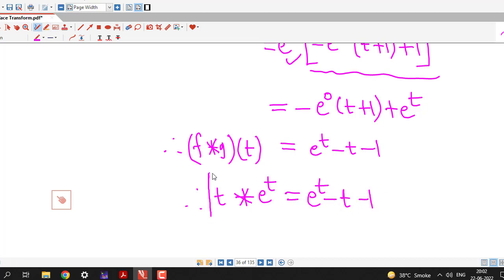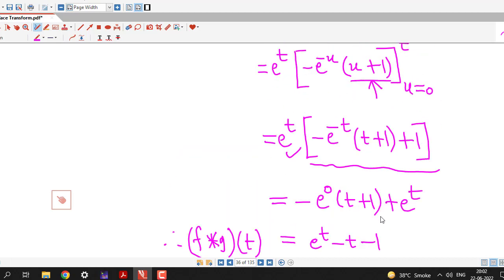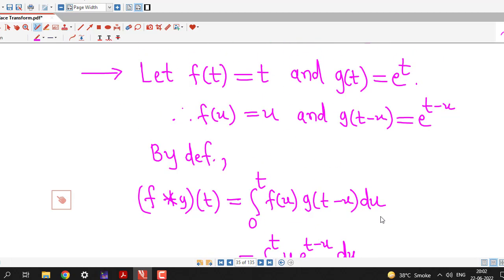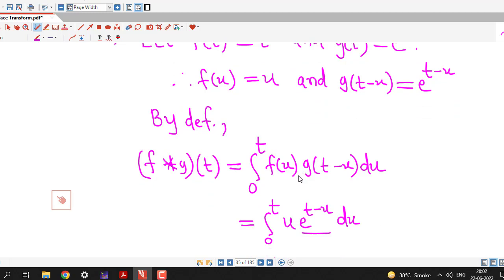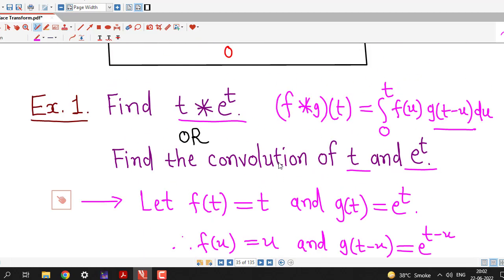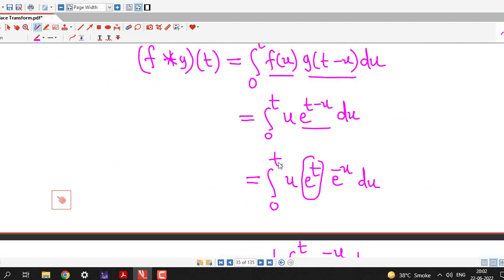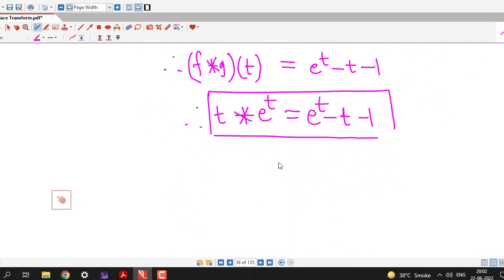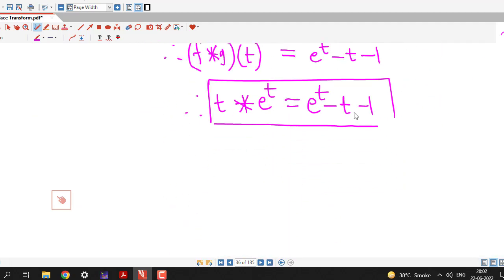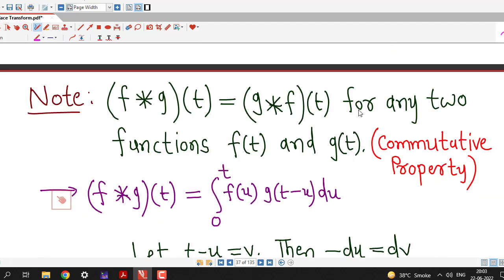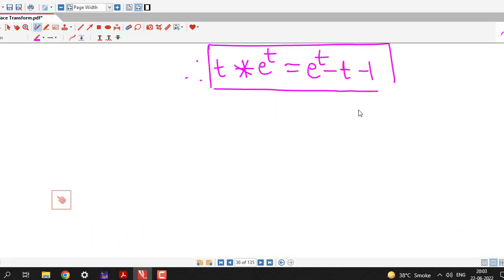So in this way we can find the convolution of two functions, and we are just using the definition of convolution. We have to integrate f of u times g of t minus u with respect to u from u equal to 0 to t. So in this example we have obtained the convolution of t and e raised to t, which is e raised to t minus 1. Now the convolution operation is commutative.